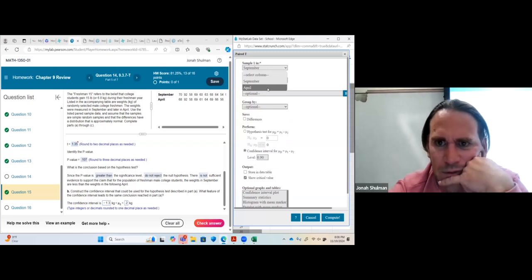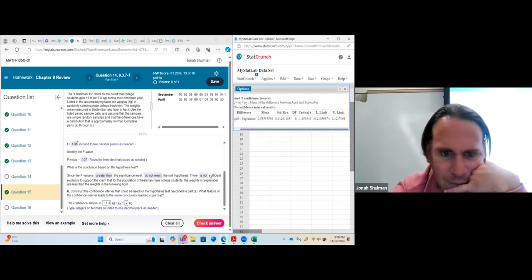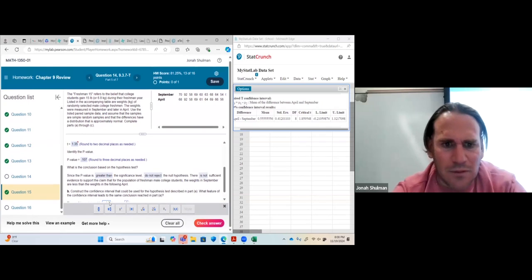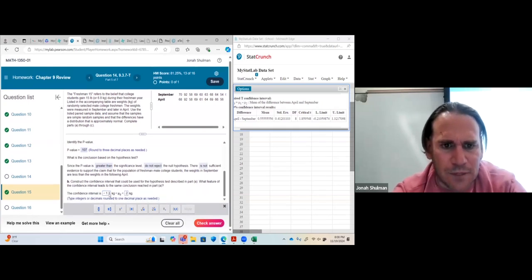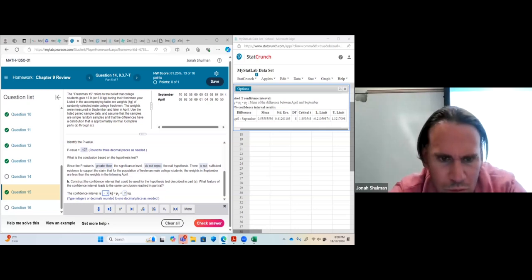Did I have them backwards the whole time? I think I might have just had them backwards the whole time. I think I just had the months in backwards like a fool, and that's why everything was slightly off. Well, we're about to find out. Negative 0.2 to 1.3. Let's see if that's right.